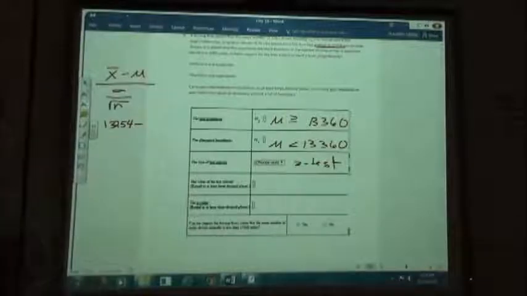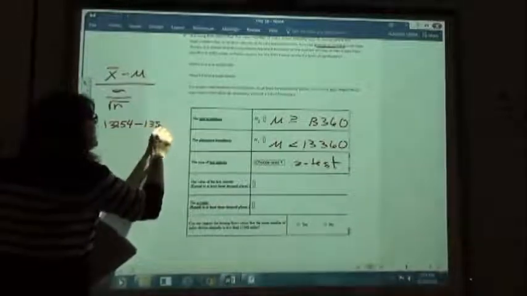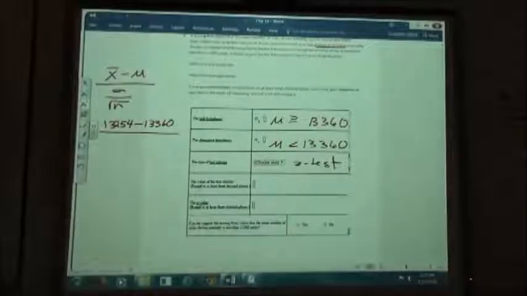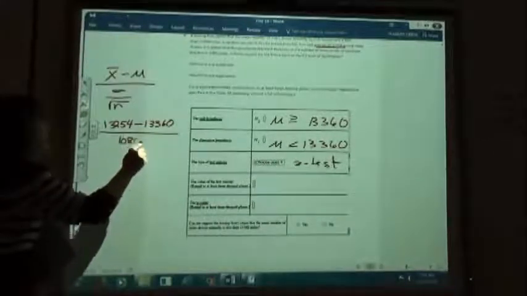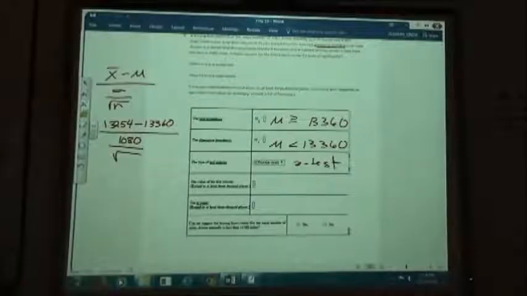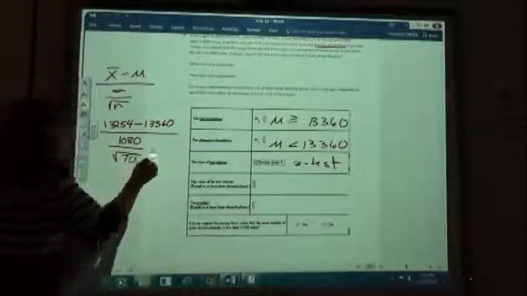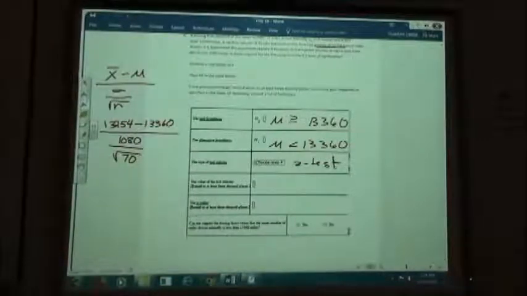13,254, right? We're going to subtract what the claim of the mean is, 13,360. My standard deviation in this problem is 1,080 over the square root of n. N is how many things they sampled, which was 70. That is what I'm going to put into the calculator in order to find the value of my test statistic.